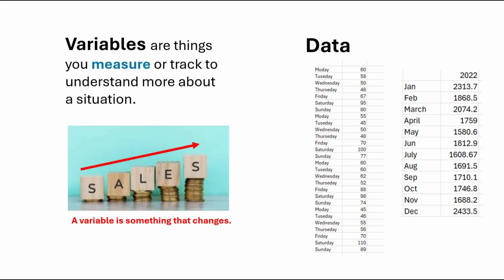Now we connect two important terms, variable and data. The variable is what we want to measure or track. In this example, the variable is sales. When we record the sales numbers every day or every month, those recorded values become data. So, the variable tells us what we are studying, while the data gives us the actual numbers we will analyze.